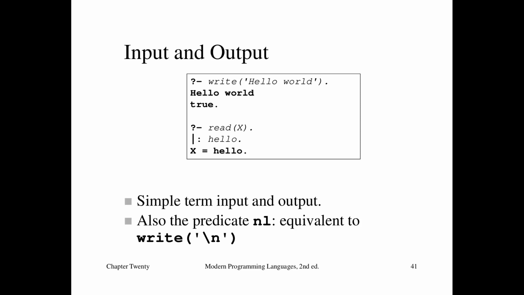We can also get input and output. If we need to, for example, output a string to the terminal, we can say write. If we need to get input from the user, we can say read and give it a variable. Write takes the value that we'd like to put out to the screen. Read takes in a variable or any other term. So these are simple term input and output. We also have the predicate nl, which is equivalent to write a new line. So think about that.